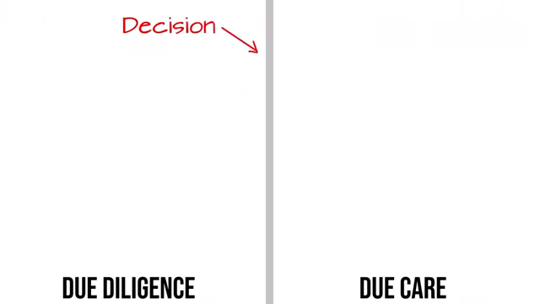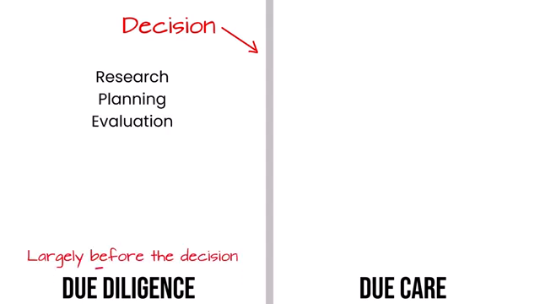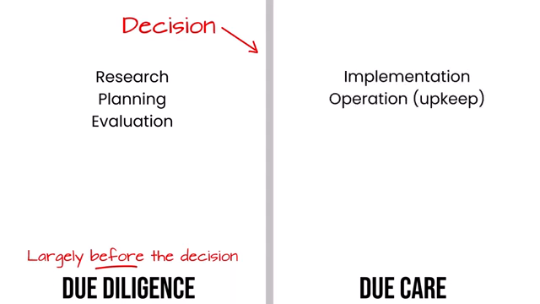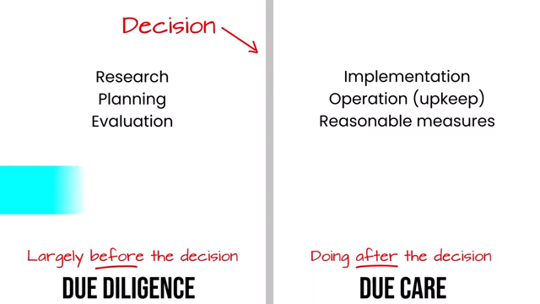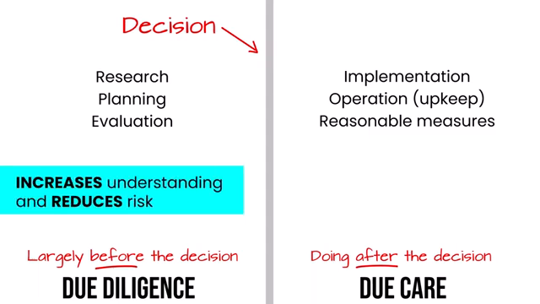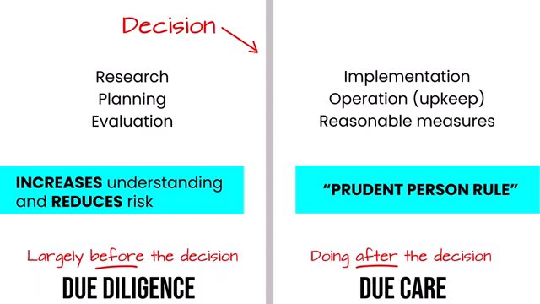So if we have a decision, due diligence typically happens before the decision. There's research, planning, evaluation, largely before the decision. And due care is the implementation, the operation and upkeep, the reasonable measures of security, the doing after the decision, really. So due diligence increases our understanding of the situation and therefore reduces our risk. And due care, that prudent person rule, implementing reasonable measures to reduce our liability and our exposure.